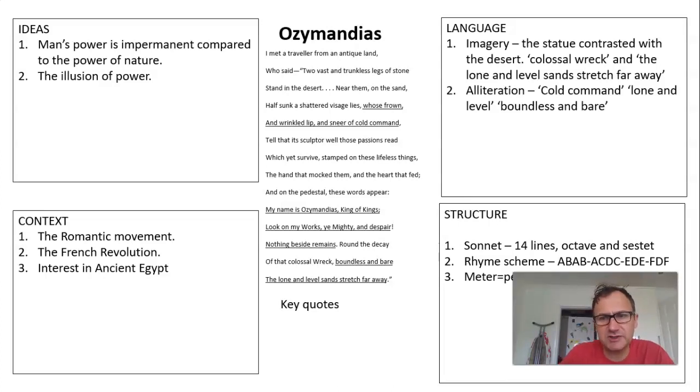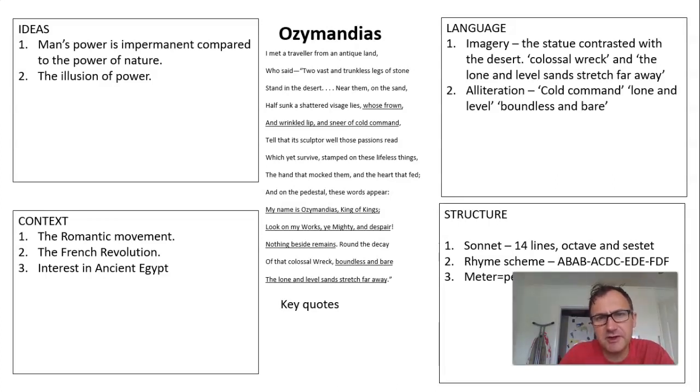Now, the first rule is that the poem is split into an octave and a sestet. So the octave is the first 8 lines: 1, 2, 3, 4, 5, 6, 7, 8. And traditionally, the octave, the first 8 lines, would start off by describing a story or a problem. And then the bottom 6 lines, the sestet, so 1, 2, 3, 4, 5, 6. So this is the cut-off point here. This is when it changes from an octave to a sestet. The bottom 6 lines would then resolve the problem or resolve the story.